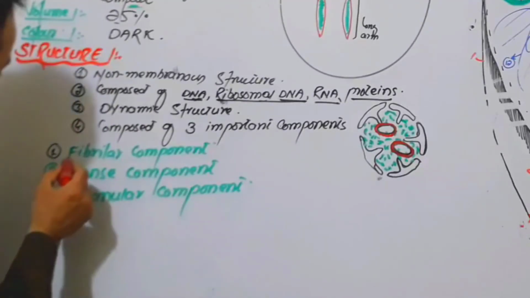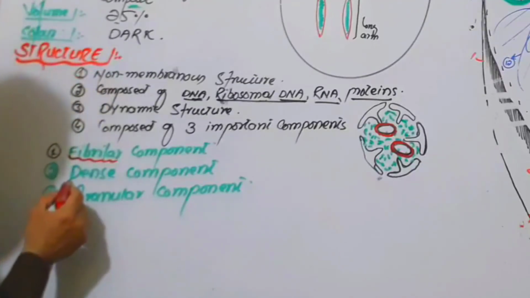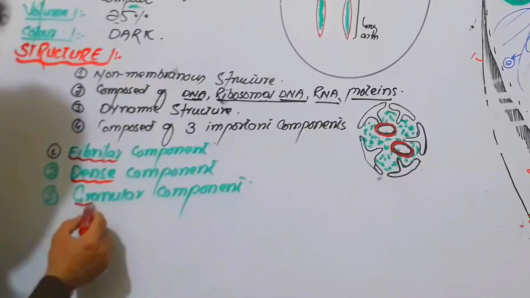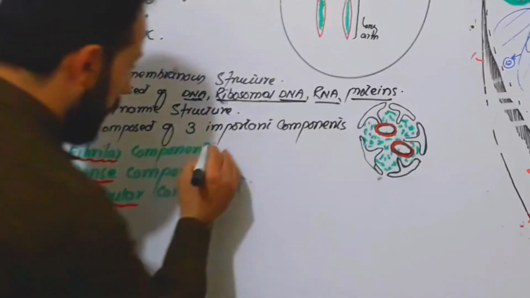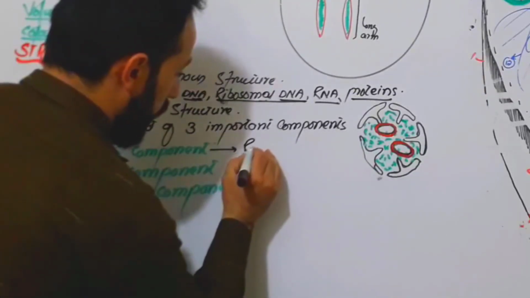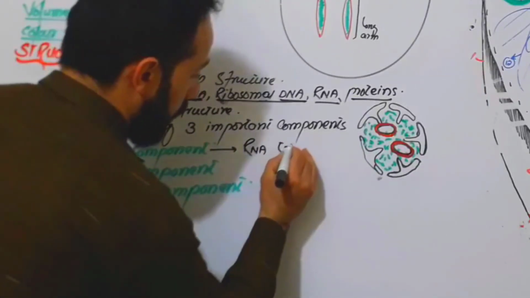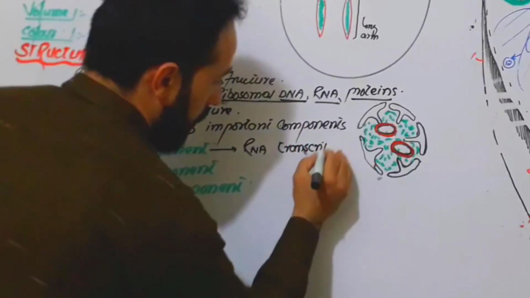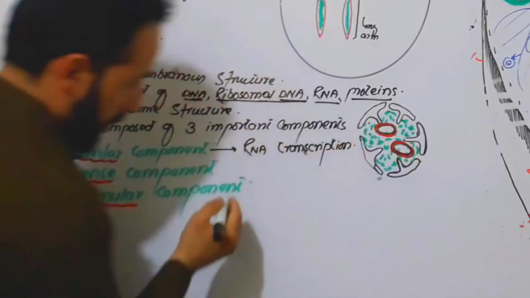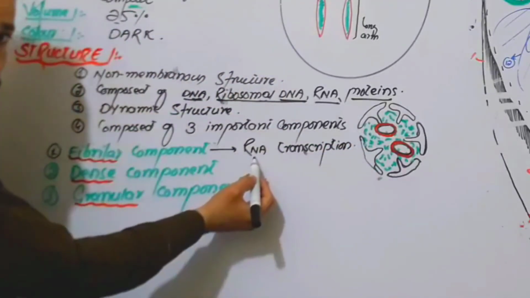And what are those components? The first, fibrillar component, the second one is dense component, and the third one is the granular component. And what are the functions of each of these components? What do they do? So the fibrillar component is mostly responsible for RNA transcription, right? So it transcribes the RNA.